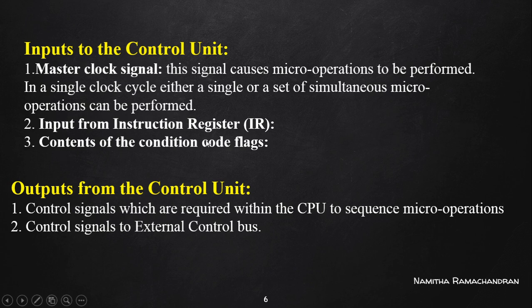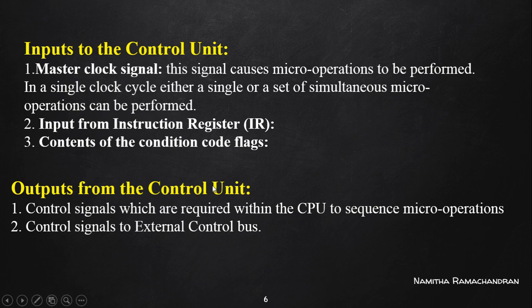And also the condition code flag values. Condition code flags means the zero flag, sign flag, overflow flag and carry flag. The current values of these condition code flags are taken as an input to the control unit. Based on the current values of these condition code flags, the control unit can trigger certain control signals in order to activate or control the operation of our processor. So these three are taken as an input to our control unit.